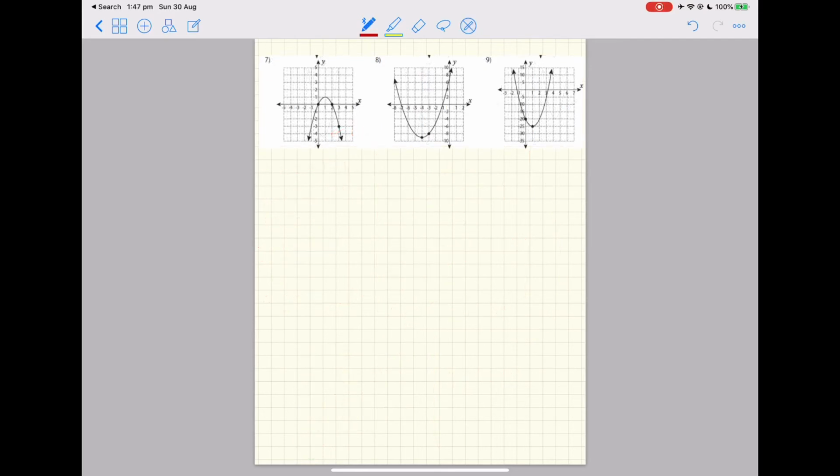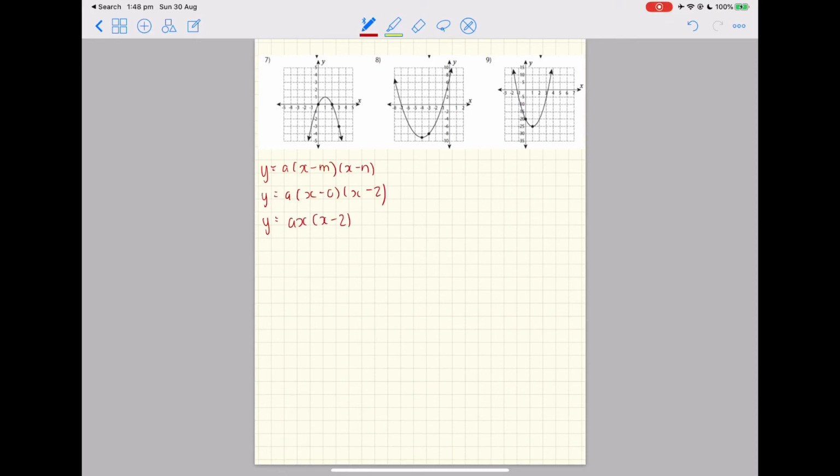For question 7, they provide us with two x-intercept values, so it makes sense for us to use the factorized form. So y is equal to a(x − m)(x − n). Substitute your x-intercepts, so therefore it's going to be y is equal to a(x − 0)(x − 2), okay? And in this case, since 0 has no significance, you can simplify this as y is equal to ax(x − 2).